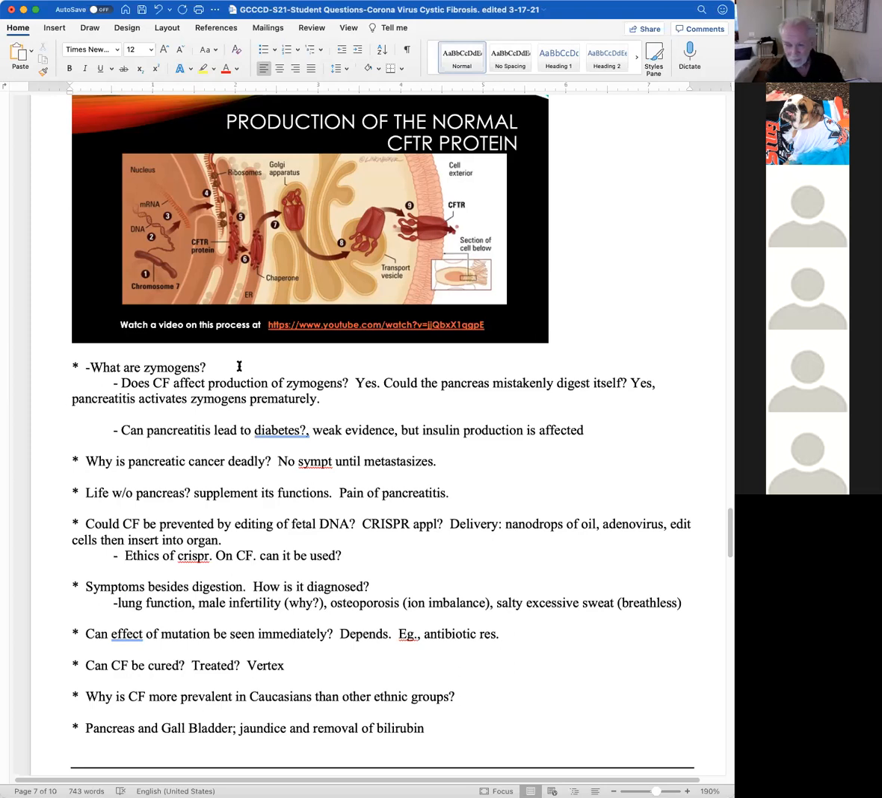Can you repeat the question? The pancreas produces a number of different digestive enzymes to digest the food that you've eaten. Of these enzymes, which ones are produced by the pancreas as zymogens?